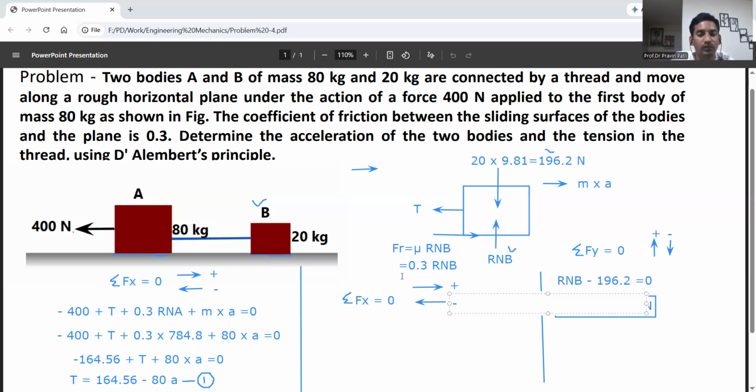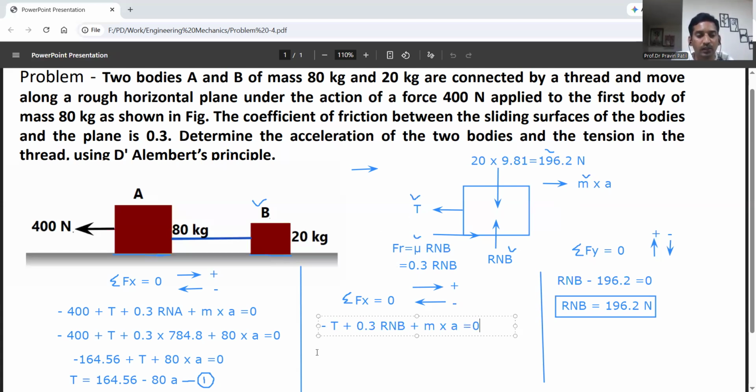Now check which forces act in the x direction. T is on the left side. Then mu RnB is on the right side, so it is positive. Mass into acceleration is also on the right side. So minus T, then 0.3 RnB, which is on the right side, so positive. Then plus mass into acceleration, also positive, equal to 0. So these three forces act in the horizontal direction for block B.